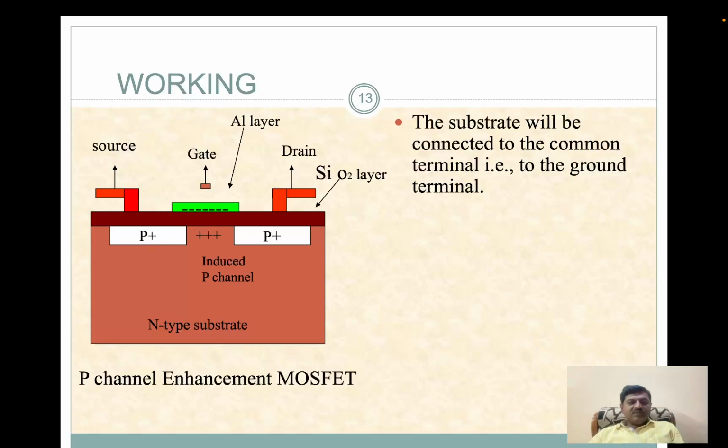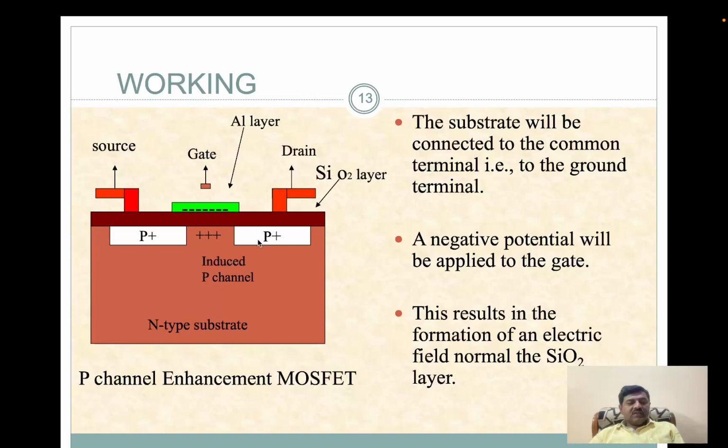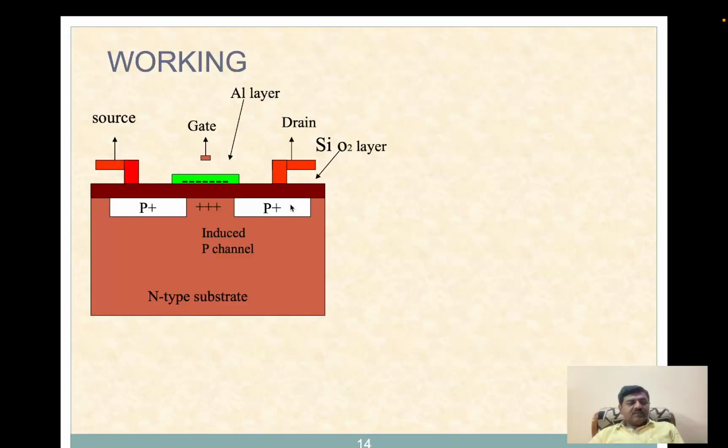Next, coming to the working, the substrate will be connected to the common terminal, that is, the ground terminal. A negative potential will be applied to the gate. Here you are going to apply the negative terminal. That results in the formation of an electric field normal to the silicon dioxide layer, which we can see here in this diagram.